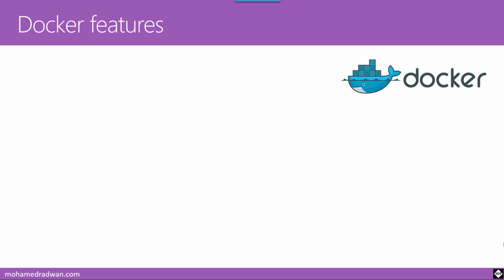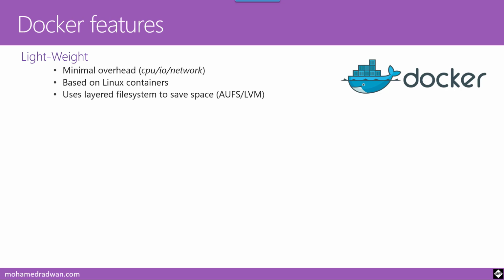Docker features. To understand more about Docker's features, let's look at them in three categories. The first category is lightweight. Docker is very lightweight, so it consumes minimal overhead for CPU, I/O, or network. It's based on Linux containers and uses a layered file system to save space. It uses a copy-on-write file system to track changes. And this capability is one of the main reasons for having image layers as we have now.